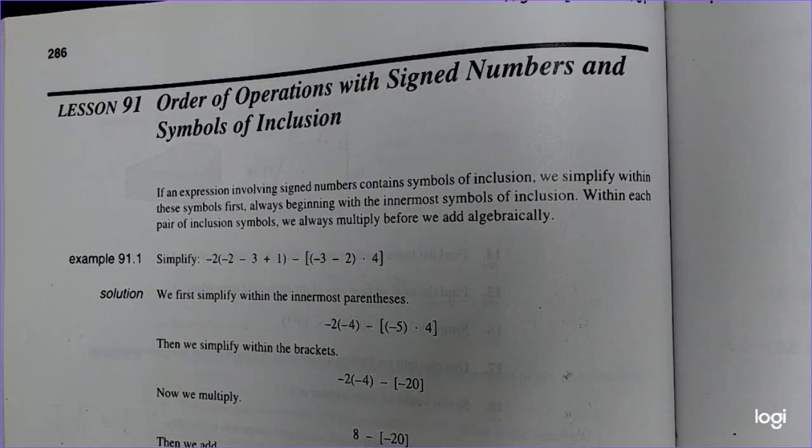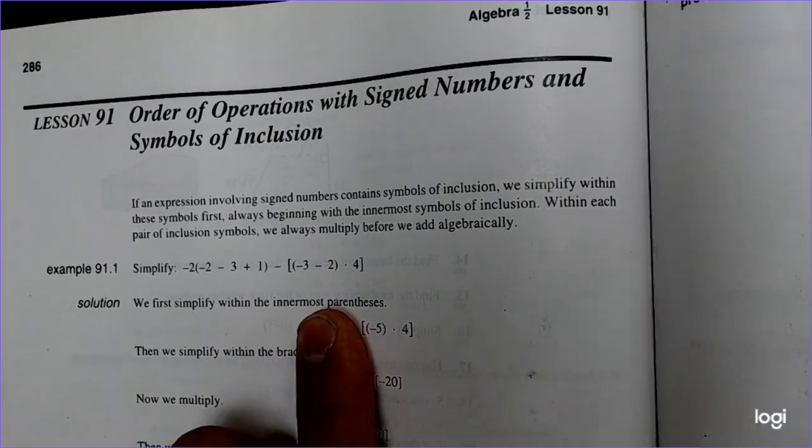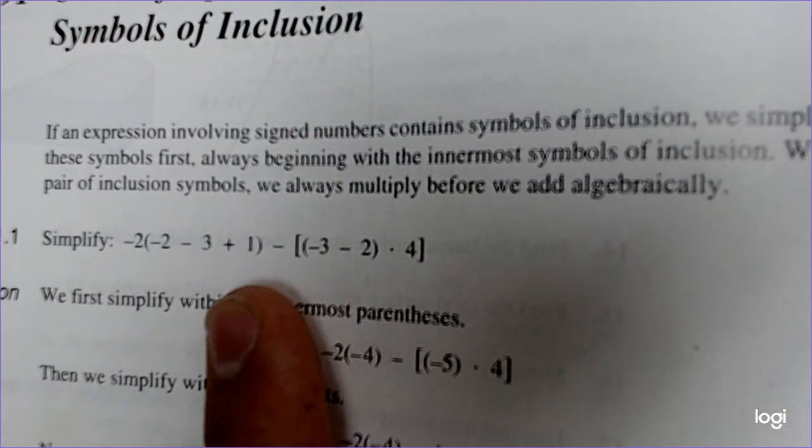Pre-algebra lesson 91, order of operations with signed numbers and symbols of inclusion. So this is just going to be more practice on our rules of PEMDAS, and we're going to have multiple symbols of inclusion. What that means is parentheses and brackets.